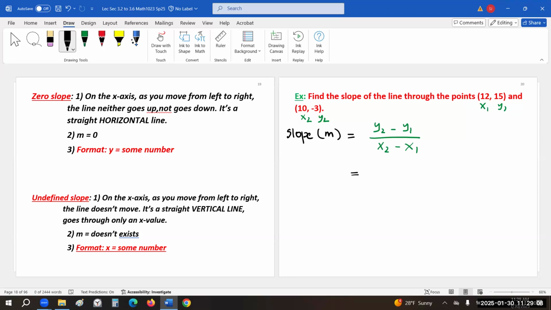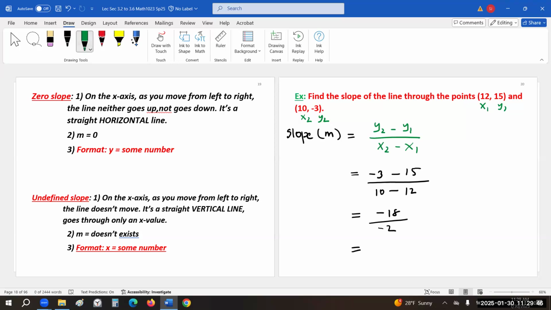So according to this, what is our y2? -3, and you're subtracting 15. What is our x2? And we are subtracting 12. See, we're not doing anything besides just substituting all those variables with the numbers. -3 minus 15 is -18. 10 minus 12 is -2. We have negative on the top, negative on the bottom.